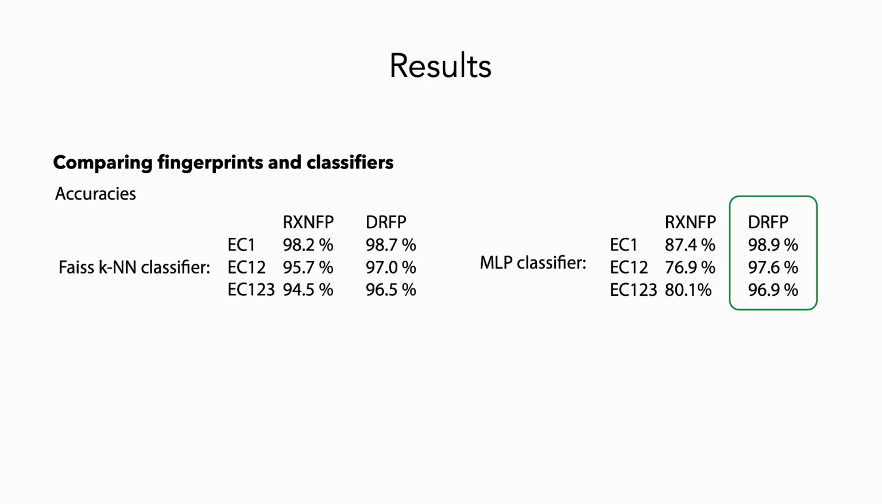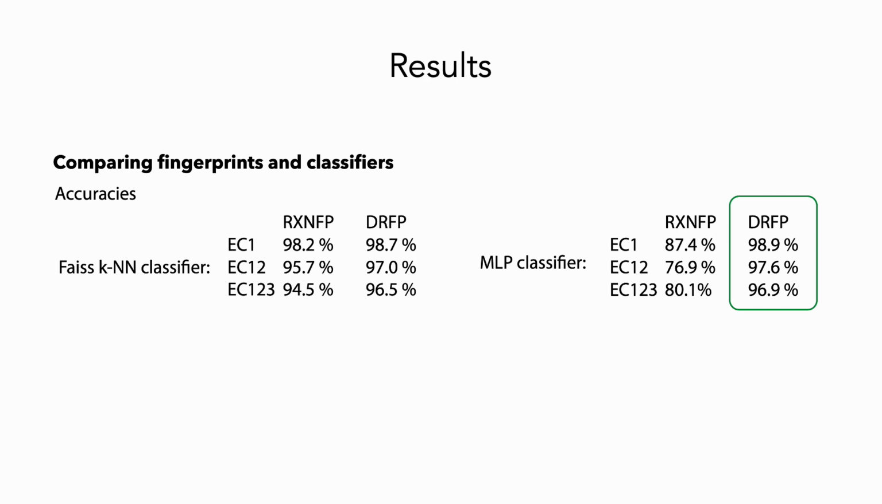The results of applying fingerprints and classifiers to Rhea reactions showed promising outcomes. The FAISS KNN classifier achieved high accuracies for predicting EC classes at different levels, with DRFP outperforming RxNFP. The MLP classifier trained with DRFP showed excellent accuracy in predicting EC1, EC12, and EC123 levels.